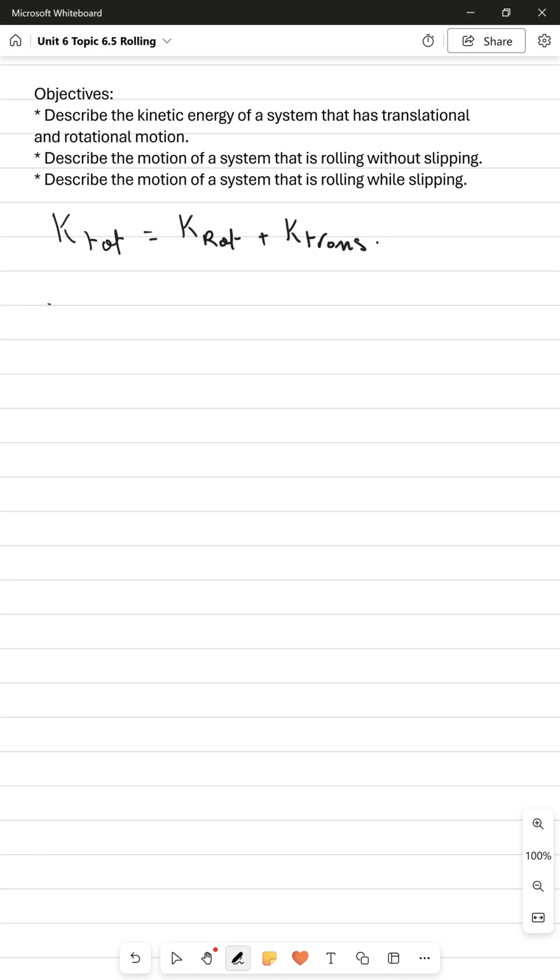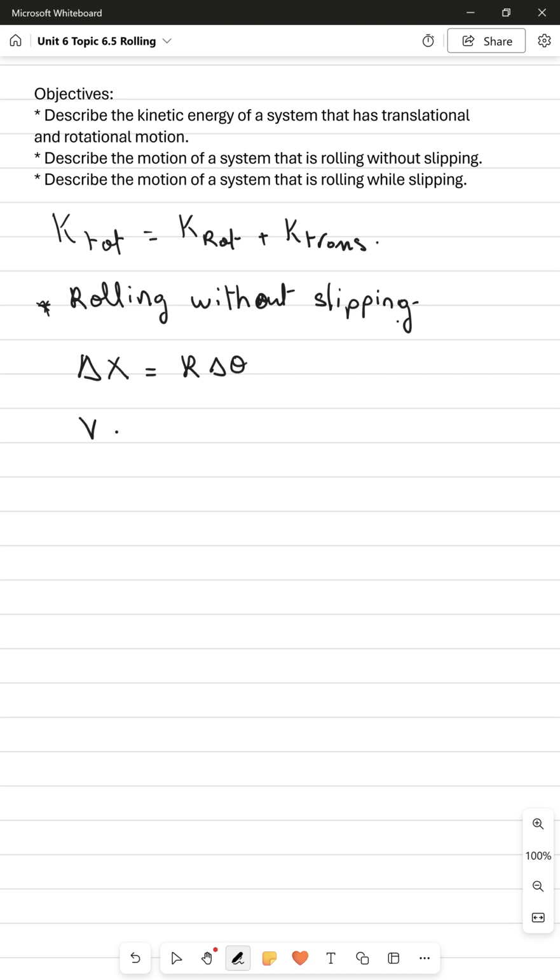Now, we've seen a lot in practice the word rolling without slipping. That's very important because most of the time you are going to have that in the free response and in our multiple choice. Again, that's when we go to unit 5.2. Delta x is going to be equal to r delta theta, v equals r omega, and a is equal to r alpha.